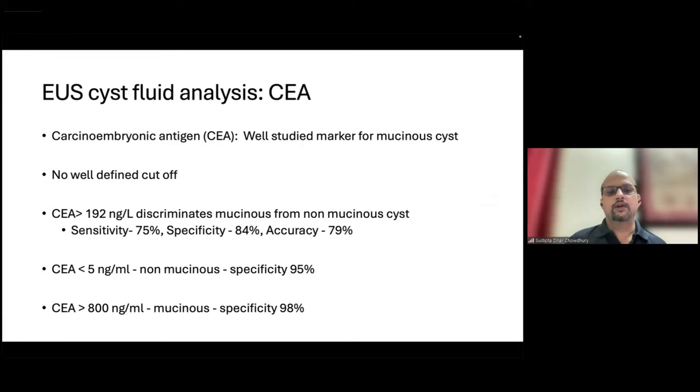CEA less than 5 nanograms per ml, you definitely know this is not a mucinous lesion. And CEA more than 800 is definitely mucinous. So the range of CEA is very wide. From 192 to 800, it can be anywhere. And anything more than 1 to 2, one should suspect that we're dealing probably with a mucinous lesion.